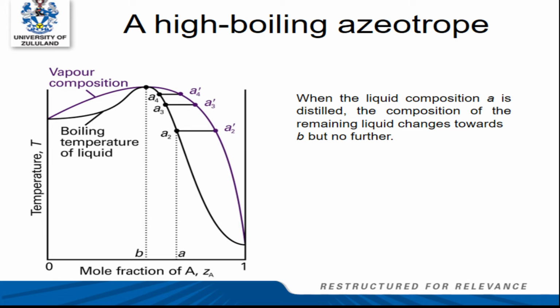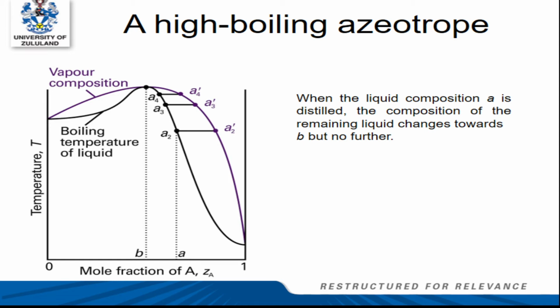When you consider a liquid composition of A on the right of the maximum in our figure, the vapor at A prime 2 of the boiling mixture at A2 is richer in A. So if that vapor is removed or condensed somewhere, the remaining liquid will move to a composition richer in B, such as that represented by A3. And the vapor in equilibrium with this mixture will have composition at A prime 3.